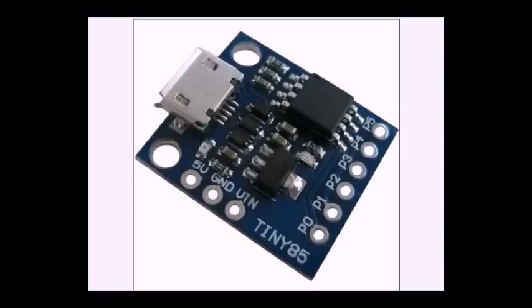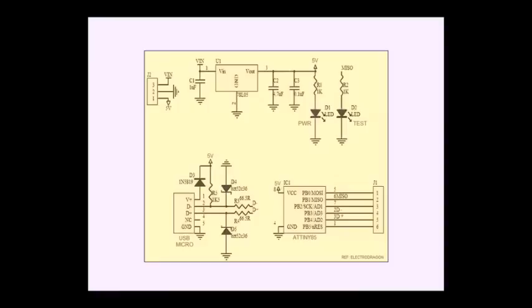Here's a closer look at the device. 5-volt regulator. This is your actual ATtiny85. Here's your output connectors and so forth. Here's a schematic to the board. Here's your onboard regulator. There's your power input. You have a power LED. You have an indicator LED that's connected to PB1.